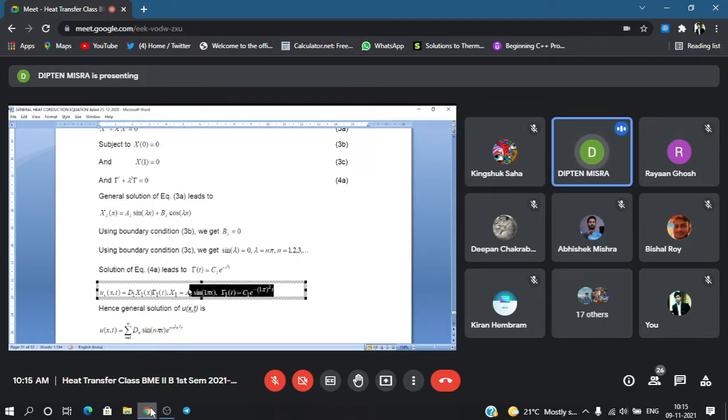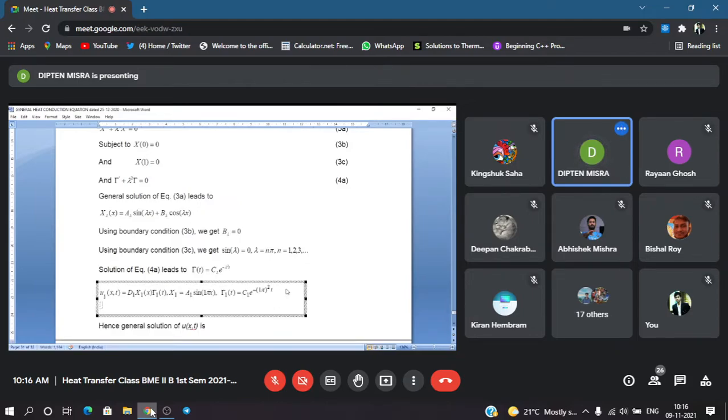Similarly, in this way we can write it as, there may be another solution for u. The other solution for u can be u2, which is equal to another multiplier d2, corresponding to another function of x, x2, and a corresponding function of time, where x2 is not the same coefficient, it may have another coefficient a2, corresponding to n equal to 2.